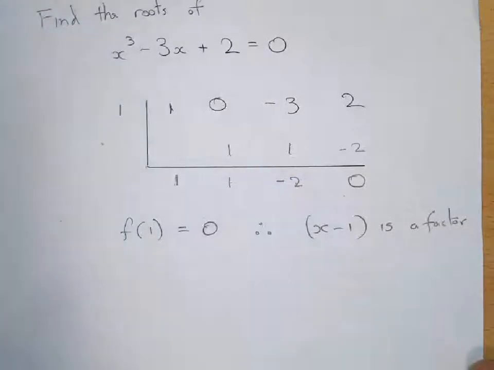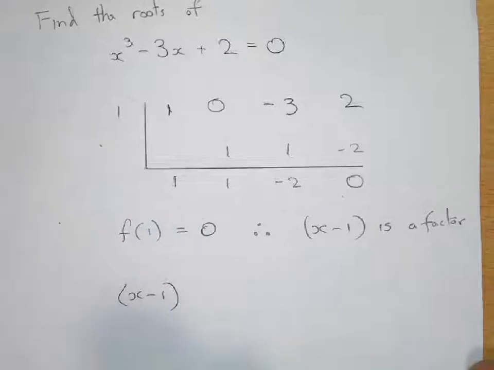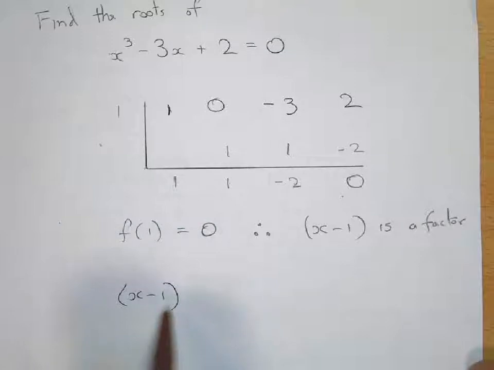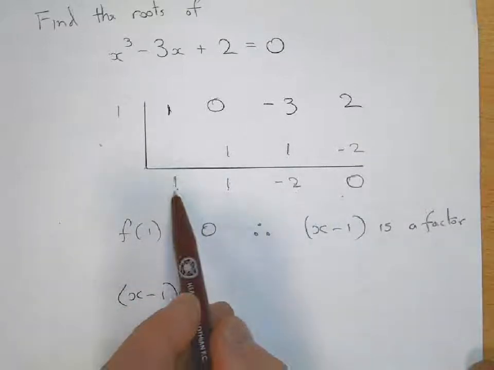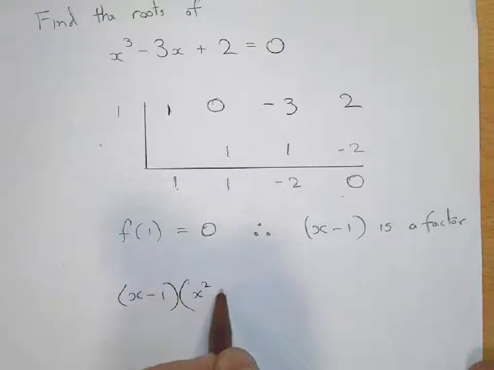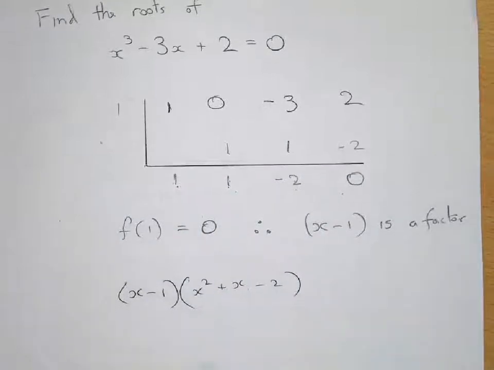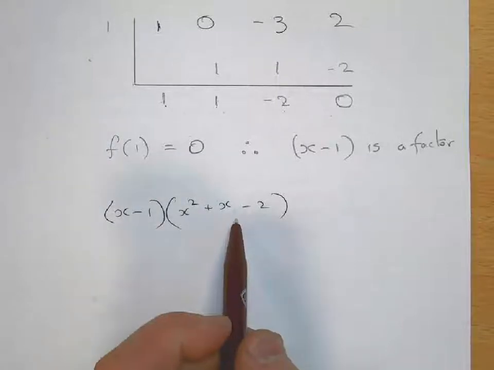That means we can write out another way of writing this polynomial: x minus 1, and then using the information that we've got left over along the bottom here, we could write down 1x squared plus x minus 2. Now this is a quadratic. We do not need to use synthetic division for a quadratic because we can solve that using our intermediate 2 skills.